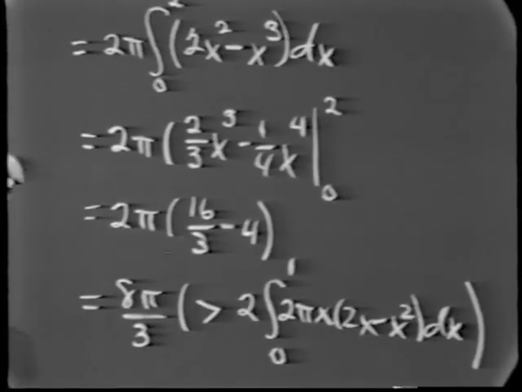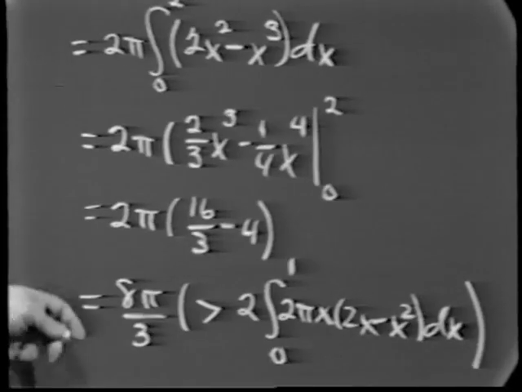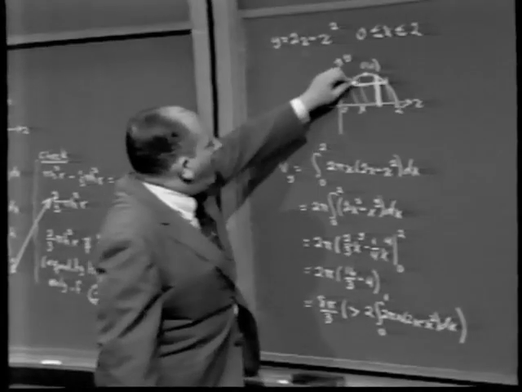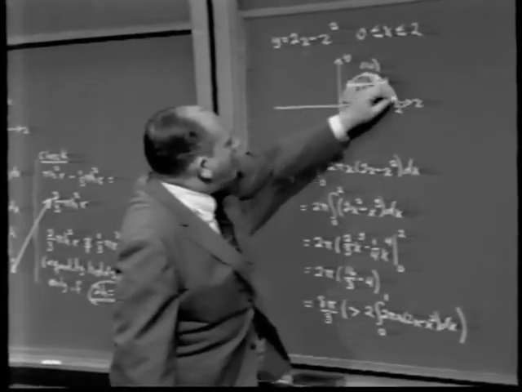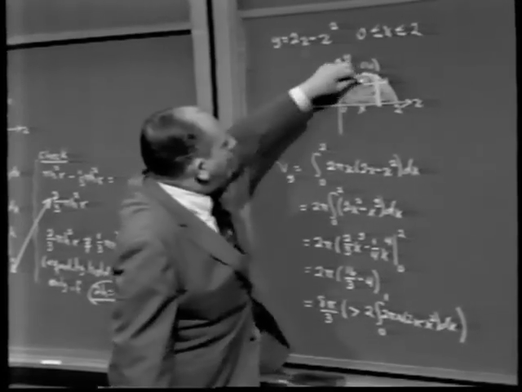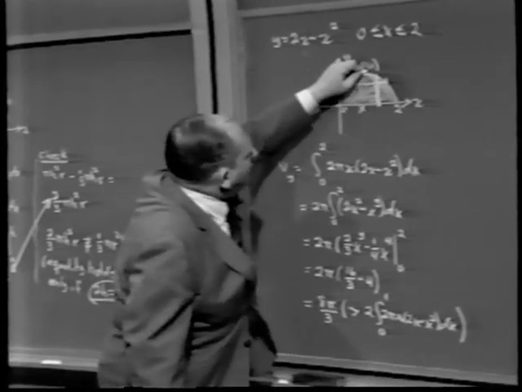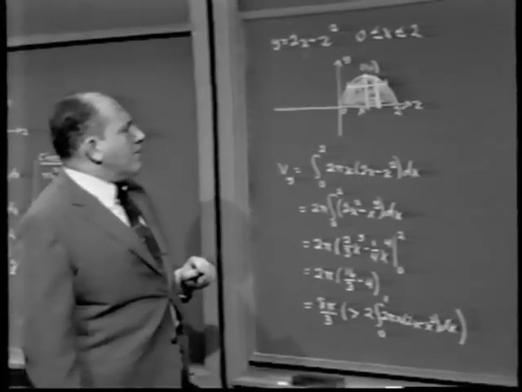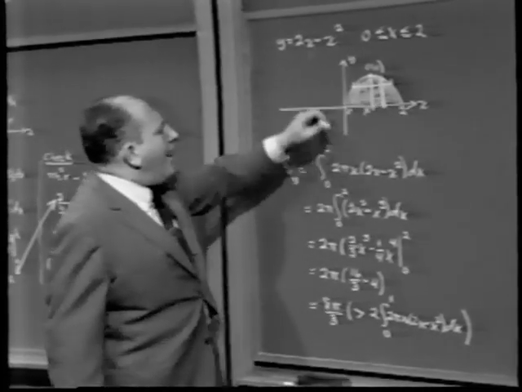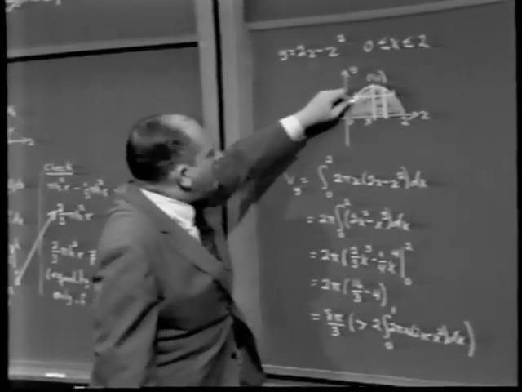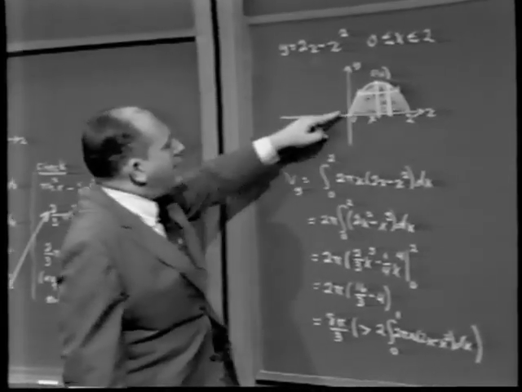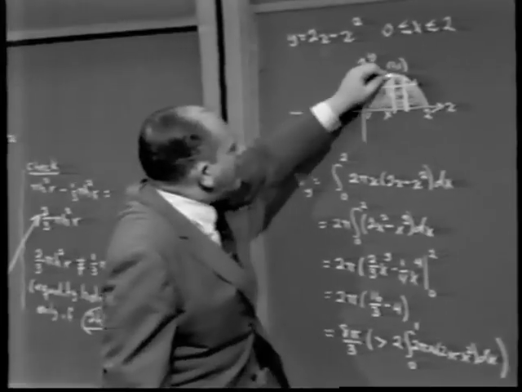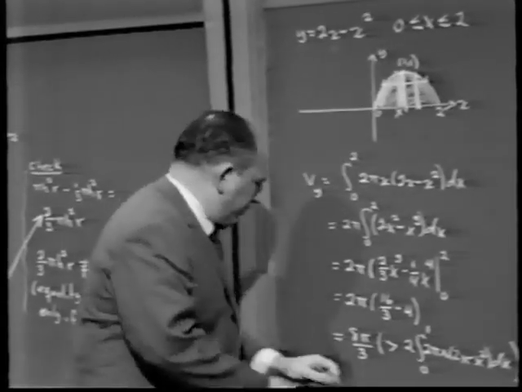By the way, before I go any further with this, let's make the interesting observation. See, 8 pi over 3 is the volume generated by this whole thing being revolved about the y-axis. If I had drawn in this line, which is a line of symmetry, notice that these two areas are congruent. These two regions are congruent. However, it's also interesting to observe that the volume generated by this piece, as you revolve it about the y-axis, is not twice the volume generated by this piece.